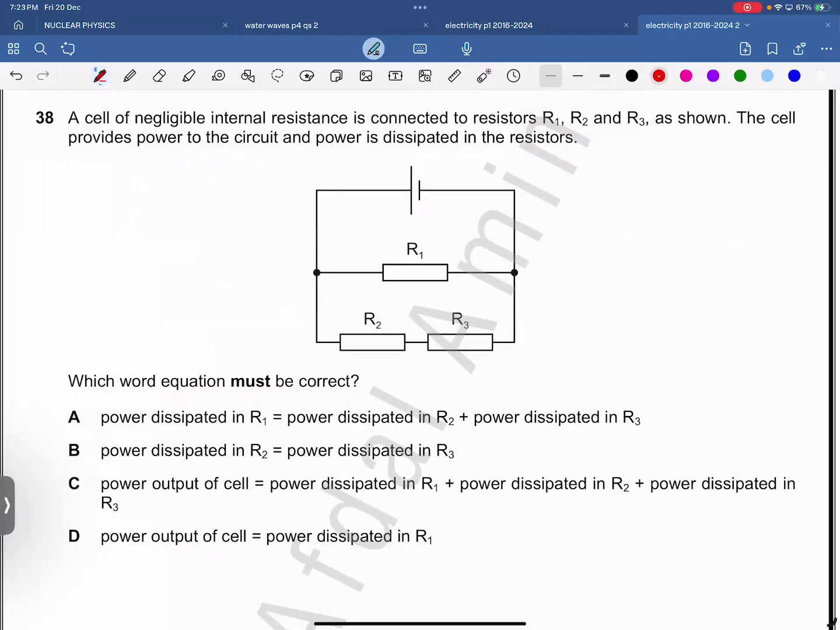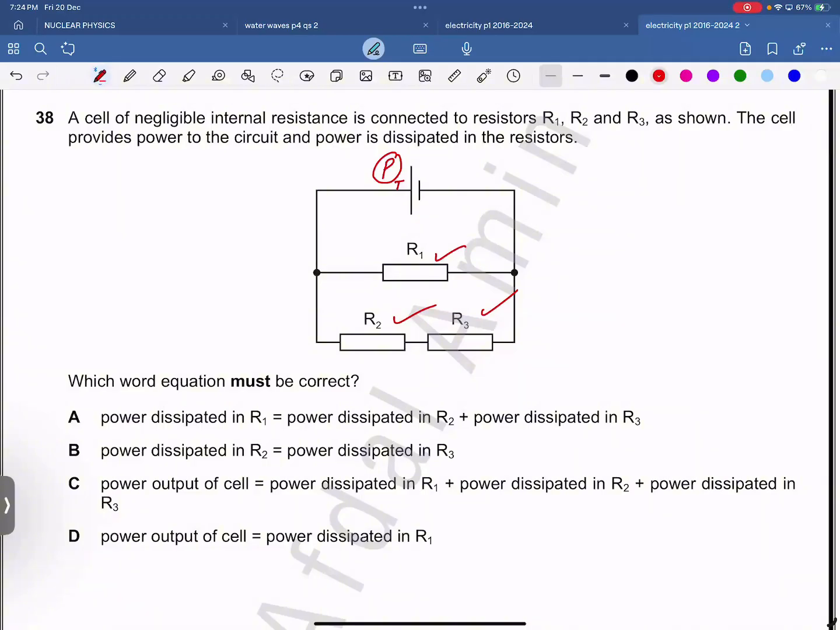So let's go one by one. Power dissipated in R1 is equal to power dissipated in R. Let me tell you it is. Are they identical? Yes. So this is the total power dissipated by the battery. Which will be dissipated here plus here plus here. That's it. Power supplied is dissipated in the circuit.